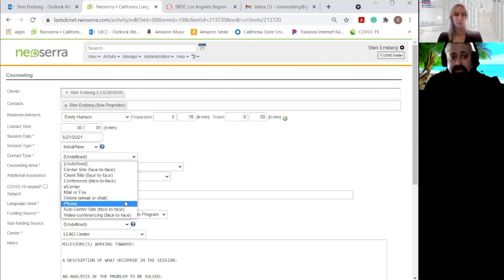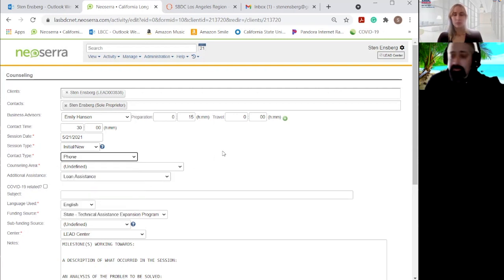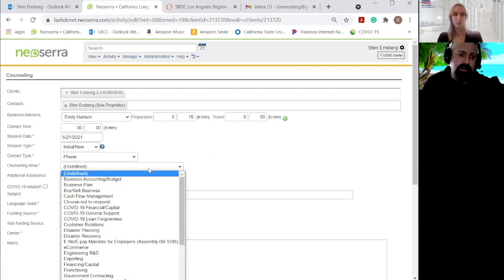Contact type, in this case, it was on the phone. Extraordinarily important, we've got to do this right. Most of these internal initial new sessions are over the phone. They may be face-to-face, we'll see what happens. But either way, we say how it happened, and then generally speaking, what was the counseling session about?